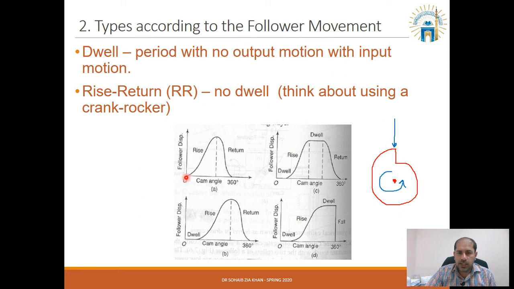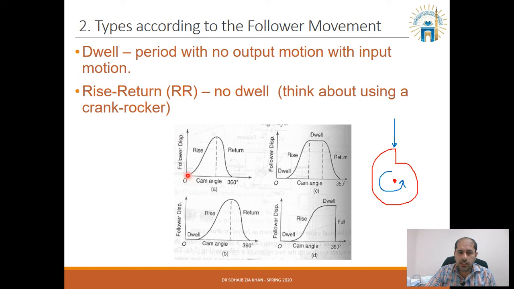These graphs have the cam angle on the x-axis from 0 to 360 degrees, which means that it is showing one complete rotation of the cam. After one complete rotation of the cam, the motion will repeat itself. On the y-axis we have the follower displacement.